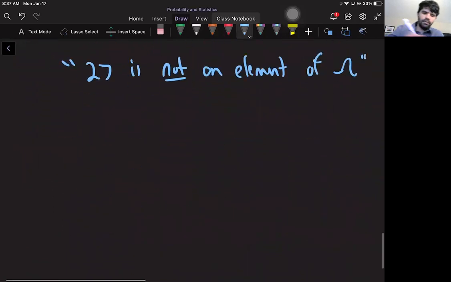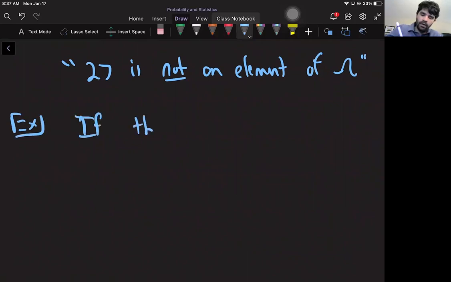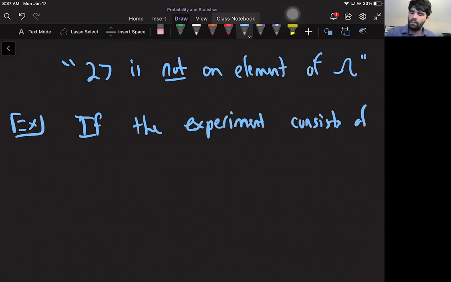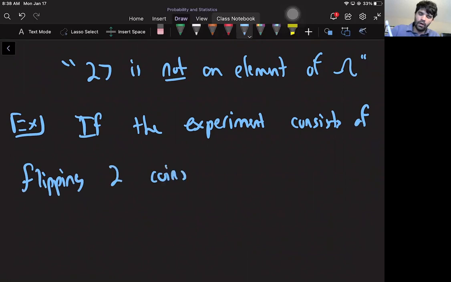So let's do some more examples to help us with that. All right, let's do a different experiment. So if the experiment consists of flipping, so we're going to be flipping 2 coins, but really like one after another.